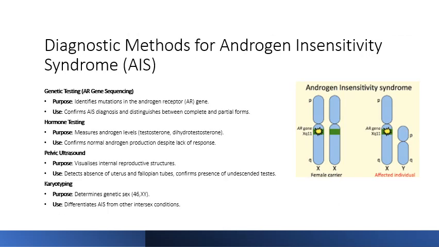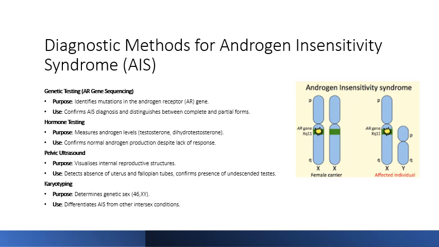So some of the diagnostic methods for androgen insensitivity would be through AR gene sequencing, and the purpose is to identify mutations in the AR gene, and it really confirms an AIS diagnosis and distinguishes between complete and partial forms. We can also do hormone testing, and the purpose of this is to measure the androgen levels, so testosterone and dihydrotestosterone, and to confirm the normal androgen production despite lack of response.